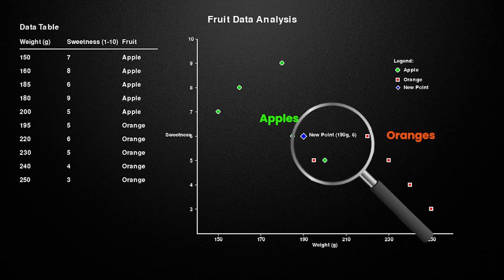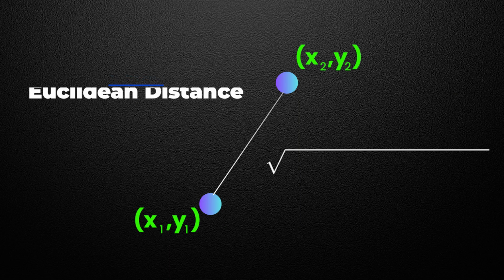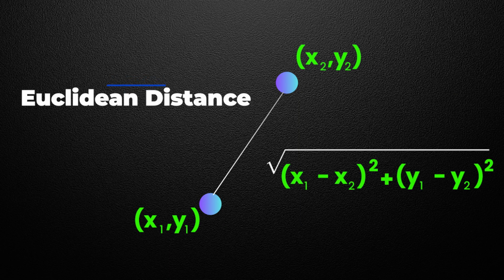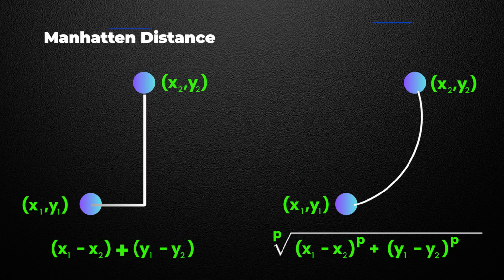But how do we measure nearest? The most common is the Euclidean distance, the straight line between 2 points. Others include Manhattan or Minkowski distance. The choice of distance metric can change the results, especially in higher dimensions.